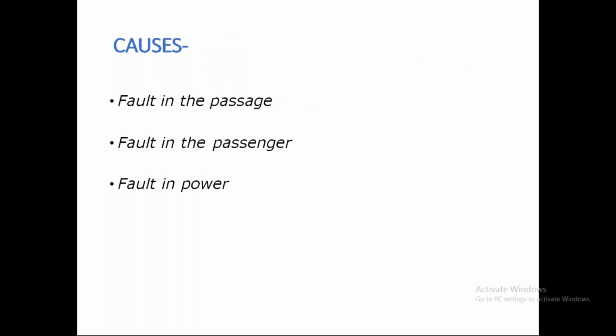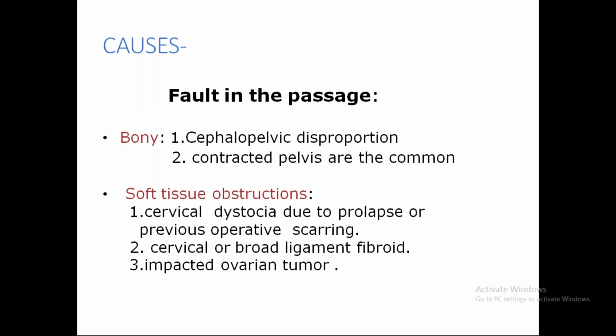What are the causes for this obstructed labor? It can be fault in the passage, fault in the passenger, that is the fetus, and fault in the power, that is the mother's efforts. So what are the causes for the fault in the passage? It can be due to bony obstruction or soft tissue obstruction.